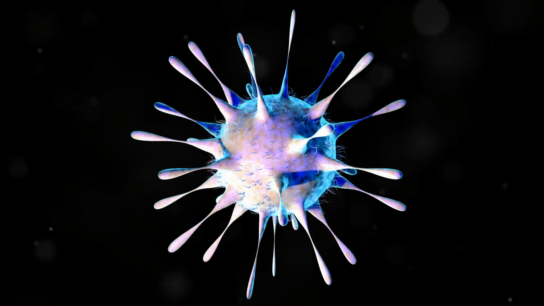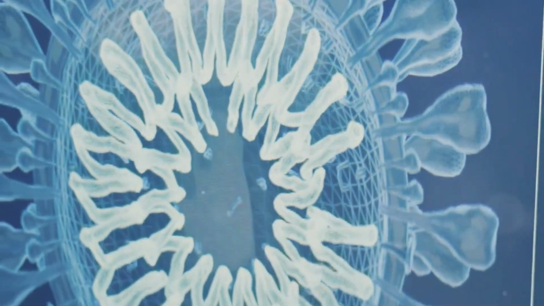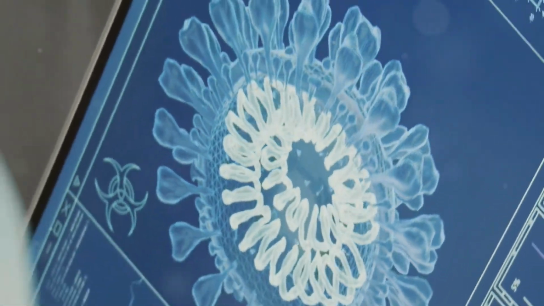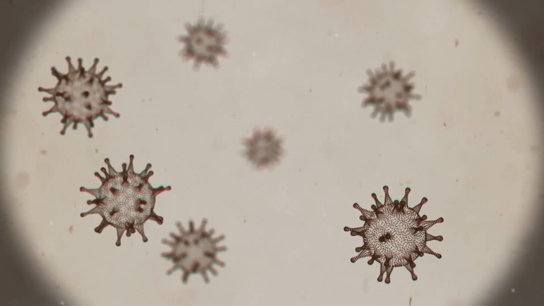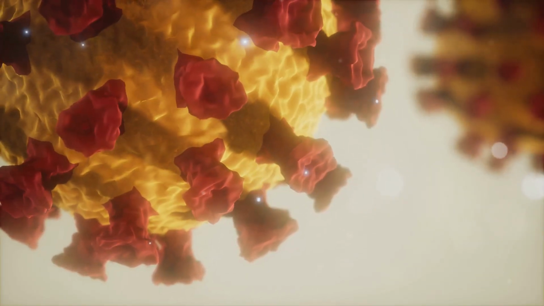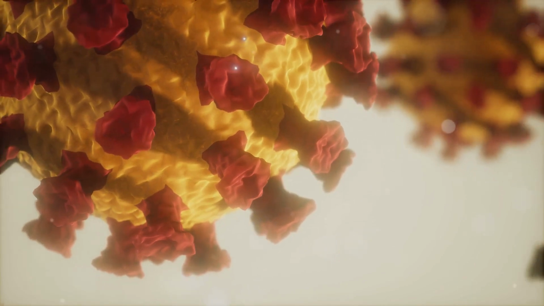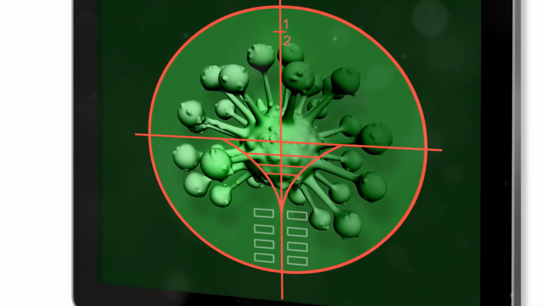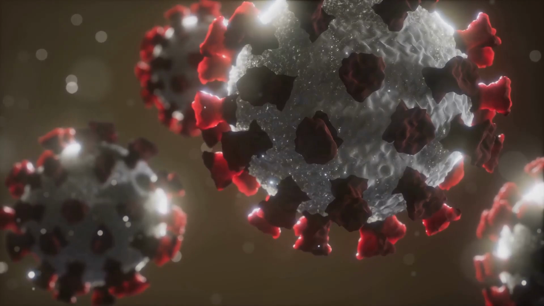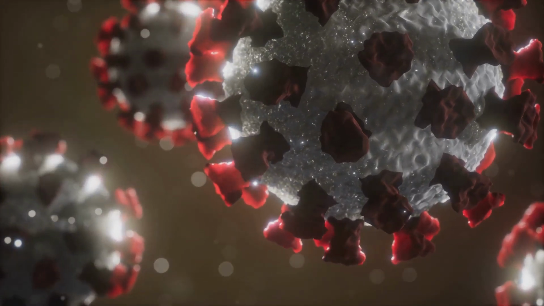Viruses come in a wide variety of shapes and sizes, but they all share some basic structural components. The outermost layer is the capsid, a protein shell that protects the virus's genetic material. The capsid can be helical, icosahedral, 20-sided, or complex in shape. Inside the capsid lies the virus's genetic material. This can be either DNA or RNA, but never both.